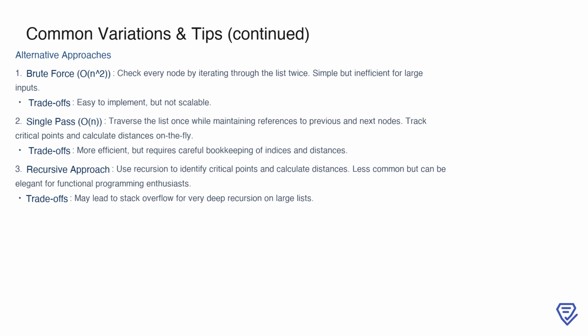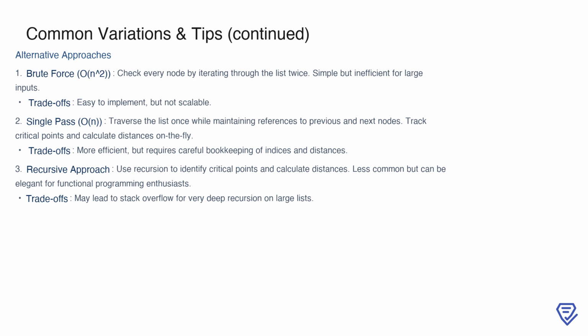A more efficient approach is the single-pass solution, which works in O(n) time. By traversing the list once and maintaining references to the previous and next nodes, you can track critical points and calculate distances on the fly. This method requires careful bookkeeping but is highly scalable.